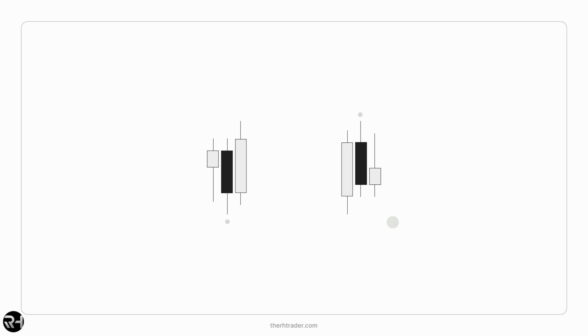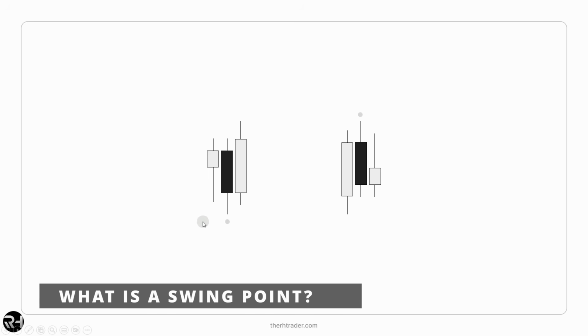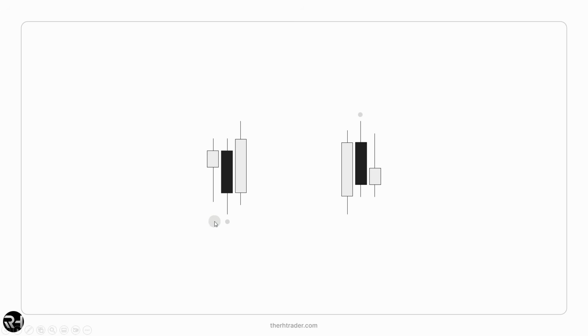Theoretically, liquidity lies above and below every swing point. So what is a swing point? A bullish swing is a 3-candle pattern that has a higher low to the left and a higher low to the right. A bearish swing is a 3-candle pattern that has a lower high to the left and a lower high to the right. But practically, price does not target every one of these swing points.